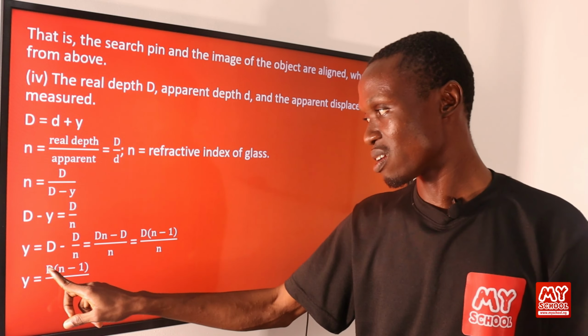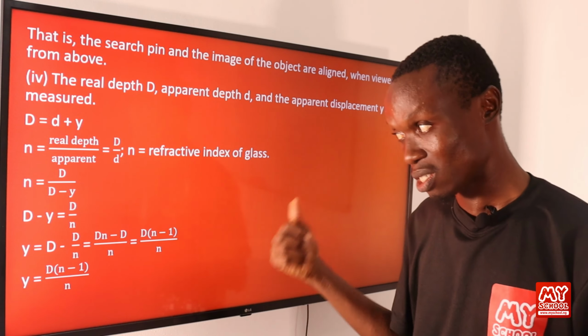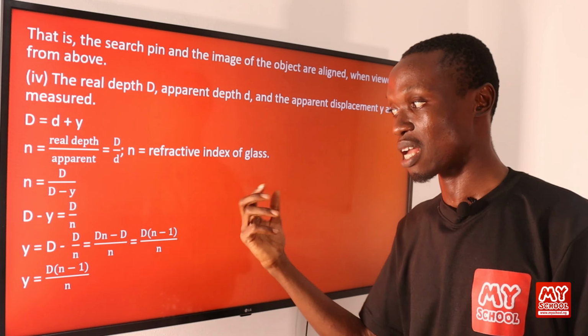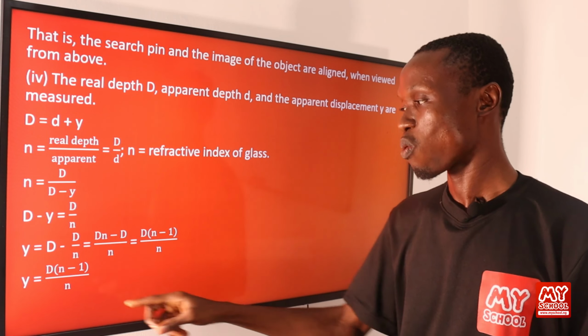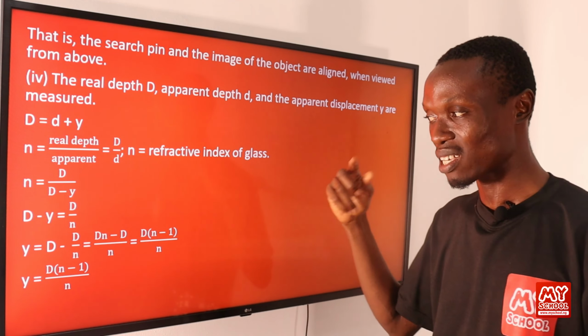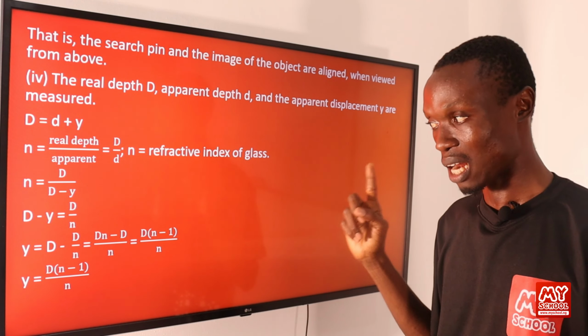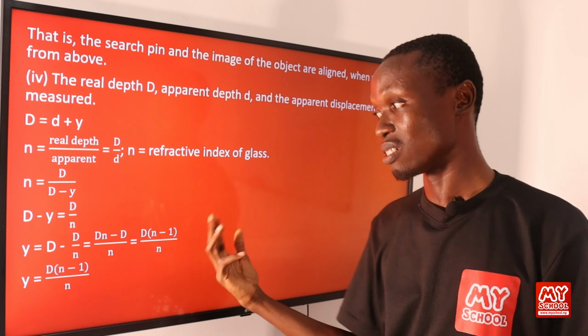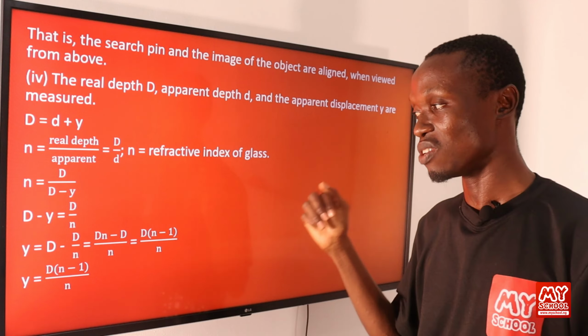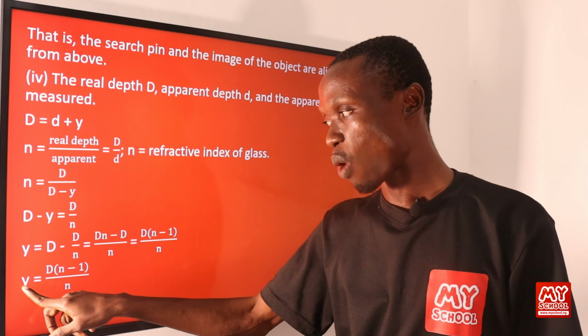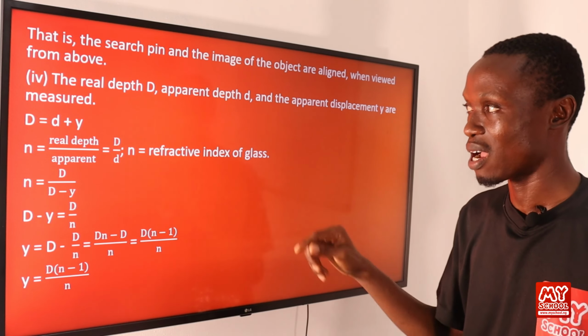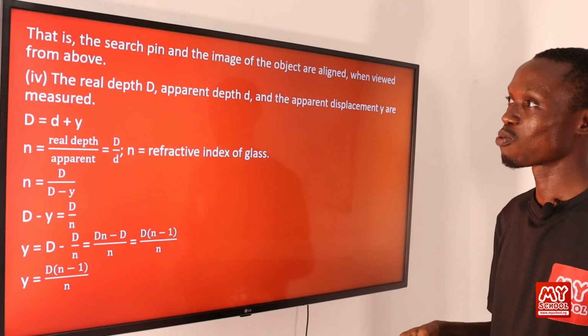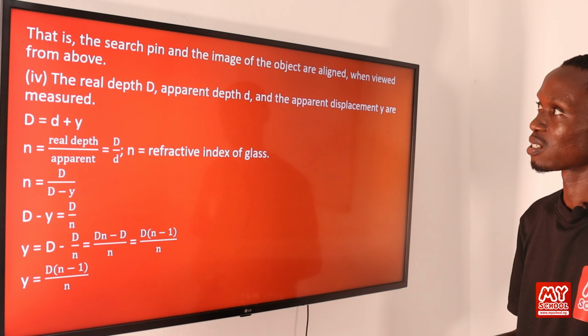But remember that D stands for the real depth. In the case of glass, that represents the thickness of the glass, while n here stands for the refractive index of the glass. Y here represents apparent displacement. So let's move over to the next slide.